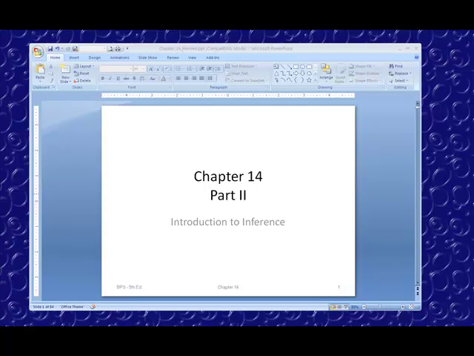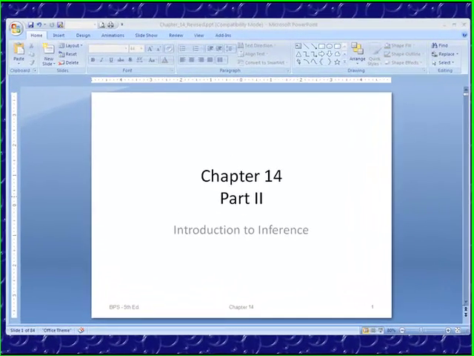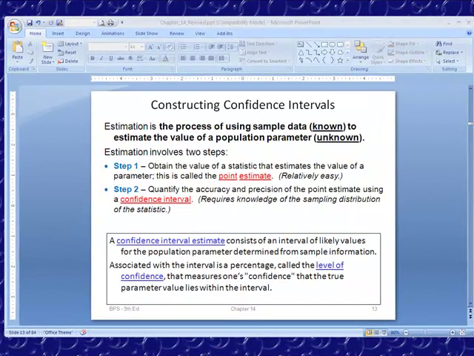Well, we're back here in Chapter 14, Part 2, Introduction to Inference. Today, we're going to talk more about confidence intervals. Constructing confidence intervals. Now, estimation is the process of using sample data to estimate the value of a population parameter.